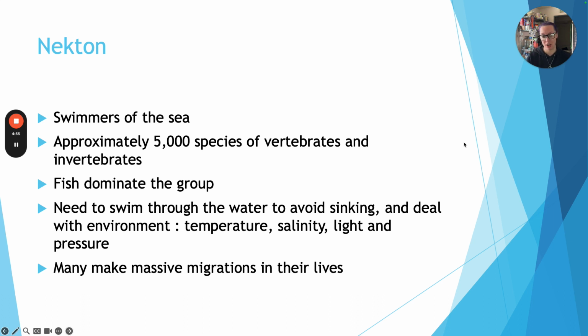To be considered a nekton, you have to be able to swim through the water to avoid sinking and deal with the environment. We talked about all the different types of adaptations in previous lectures. I think they're all really wild and super cool. Depending on the animal and what part of the ocean they're living in, at the surface or in the depths, in the polar regions or the equatorial regions, dealing with really salty water or not, how much light they need, there are lots of really interesting adaptations. Many different types of nekton also make massive migrations over their whole lives.